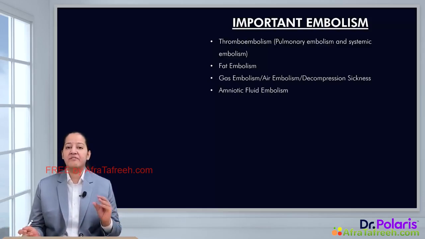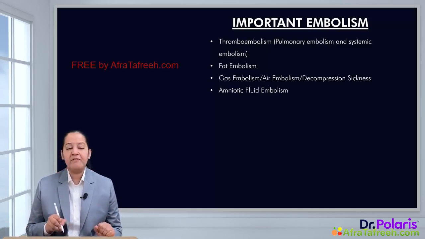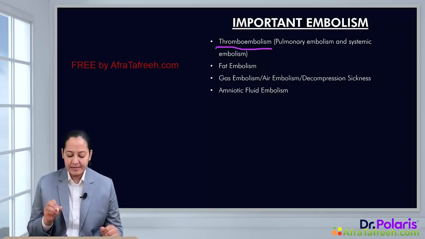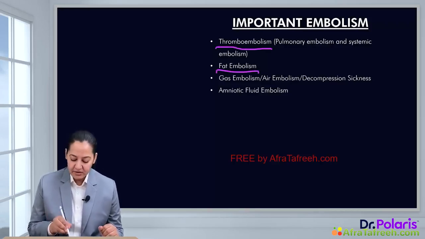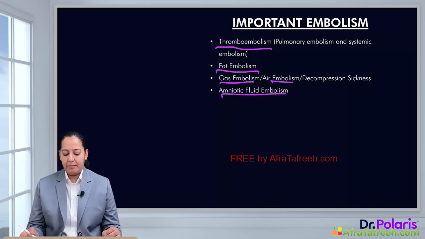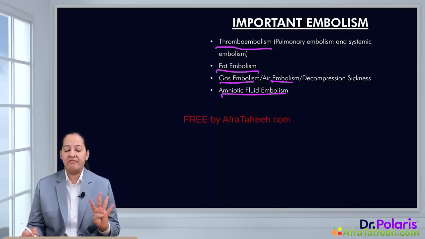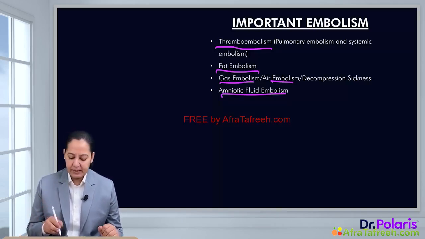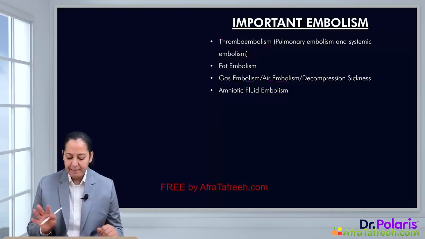After classification, we will be discussing some important types of embolus. So what are the important types of embolus that we will study in detail? Number one, thromboembolus. The second, fat embolus. The third, gas embolus, air embolus, whatever. And fourth is amniotic fluid embolus. So these four emboli we will be discussing in detail one by one. Let's start with the first one, that is thromboembolus.